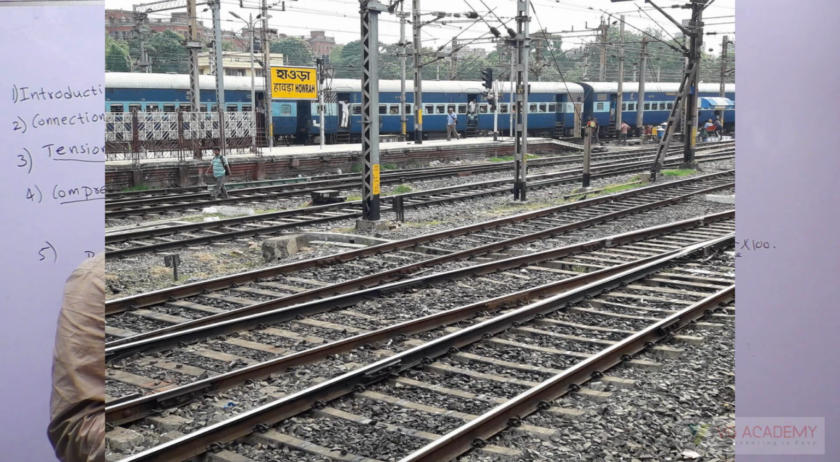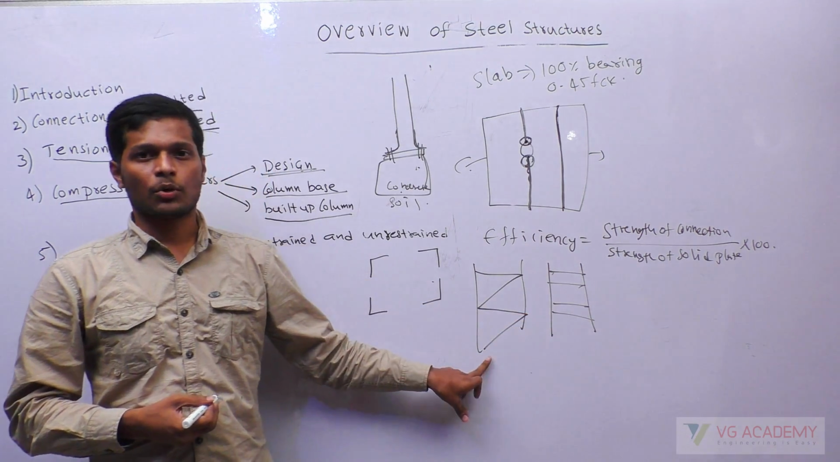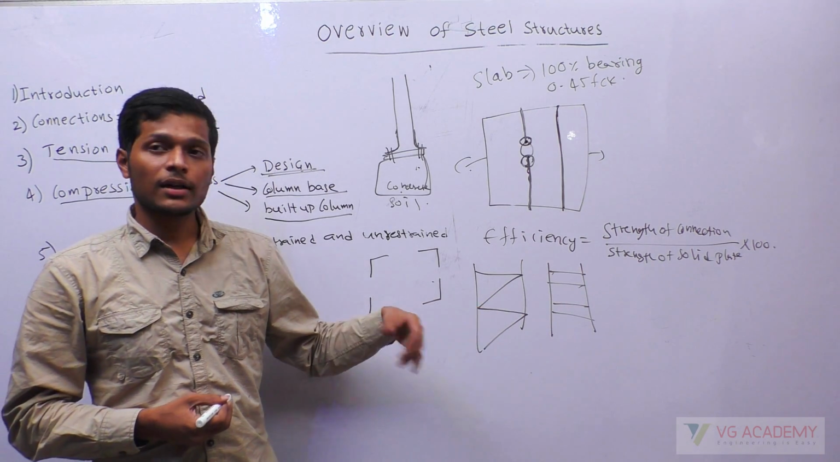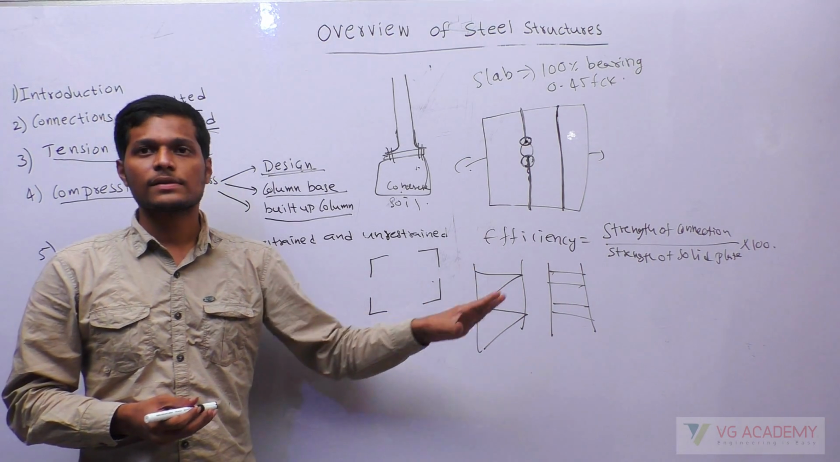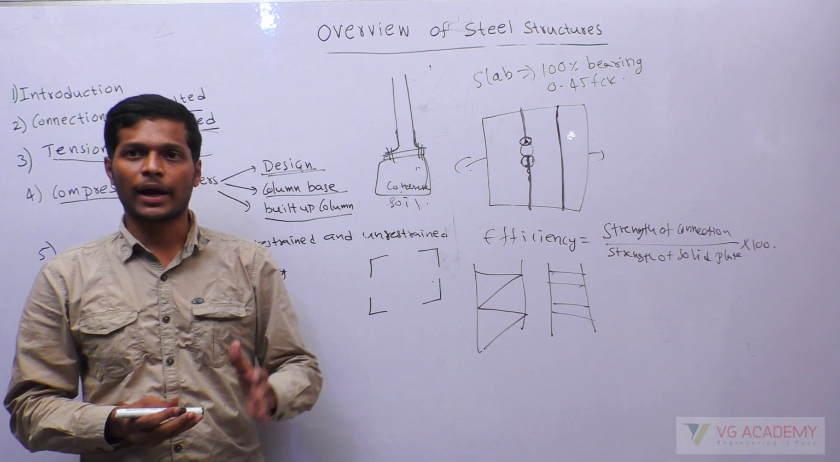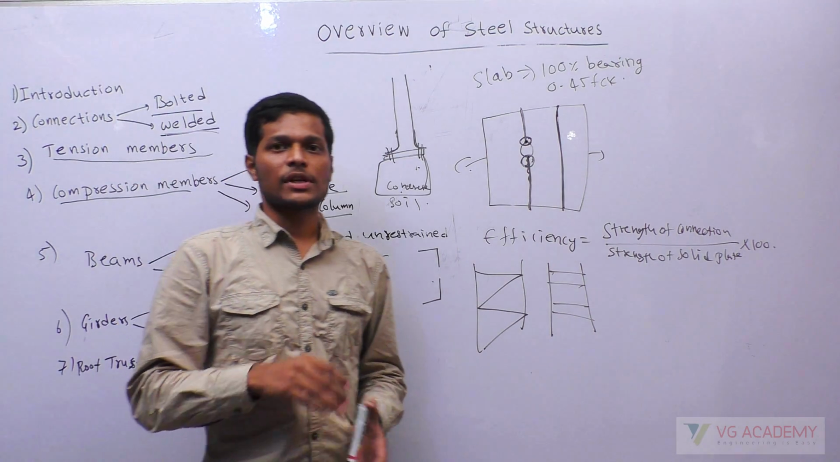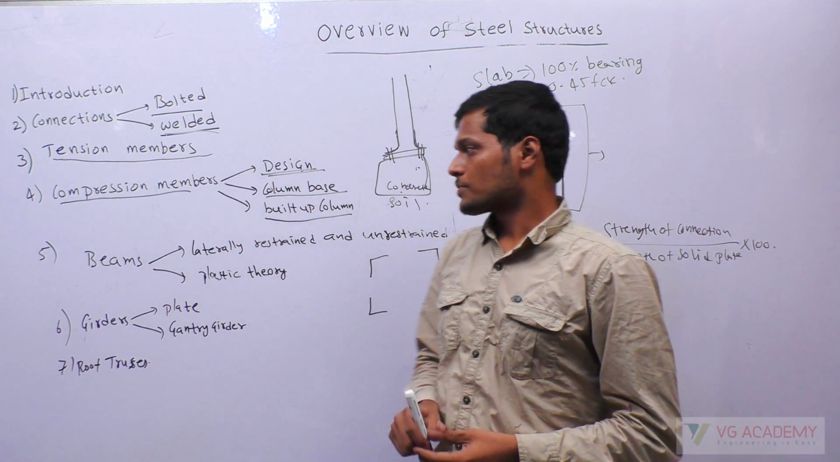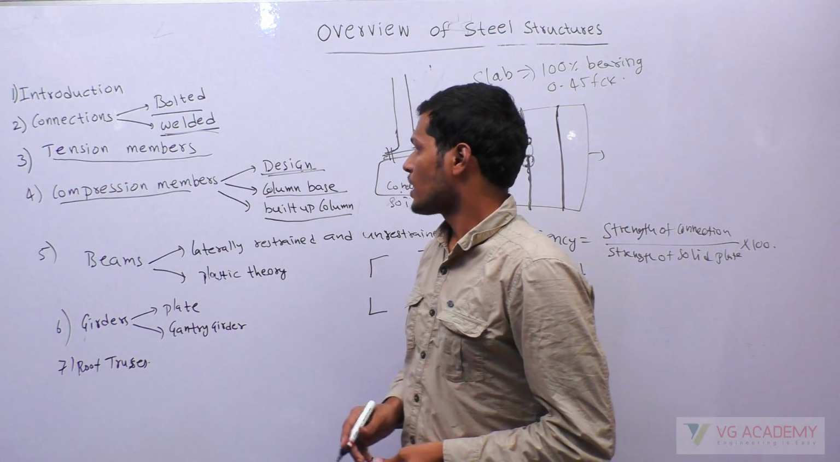These are called lacings, these are called battens. Compared to battens, lacings are more preferred. What are the things that you have to remember in lacings and battens? I have listed them; just remember those values by heart, that will be sufficient for built up columns. So that is about compression members.